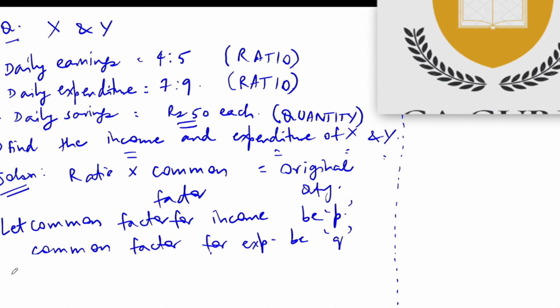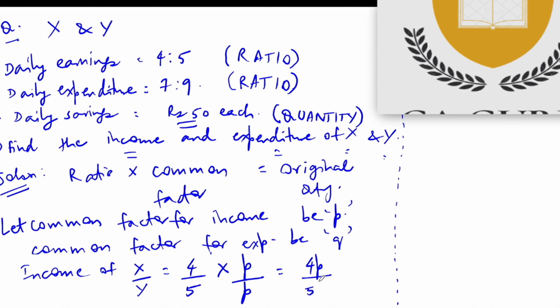The daily earnings of X and Y are in the ratio of 4 is to 5. Income of X by Y is equal to 4 by 5. We can multiply this by the common factor for income, which is P, and we get 4P by 5P. Important relationship.